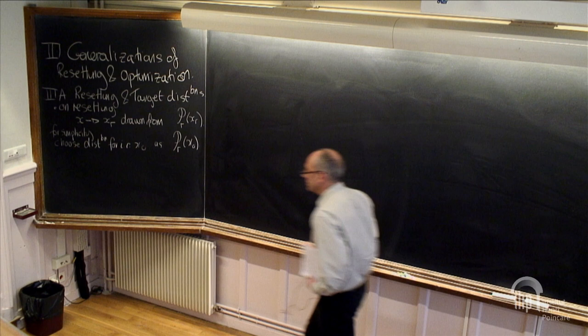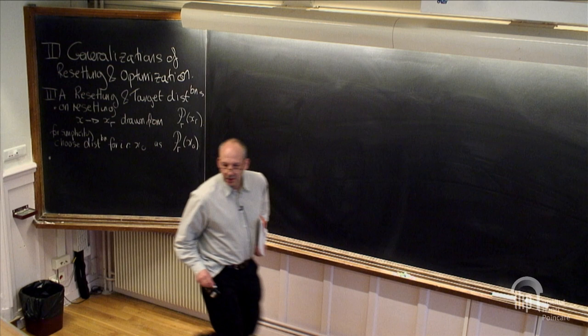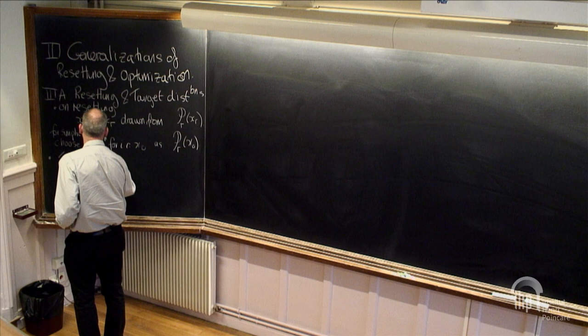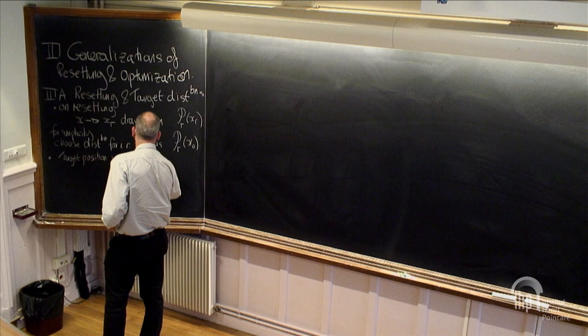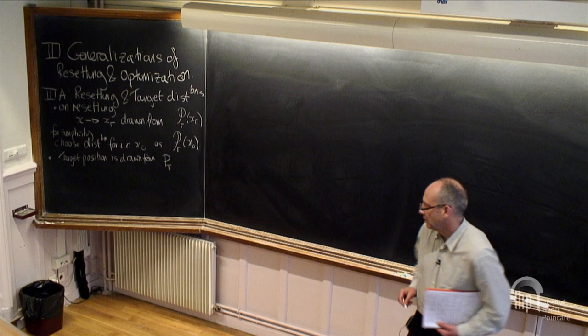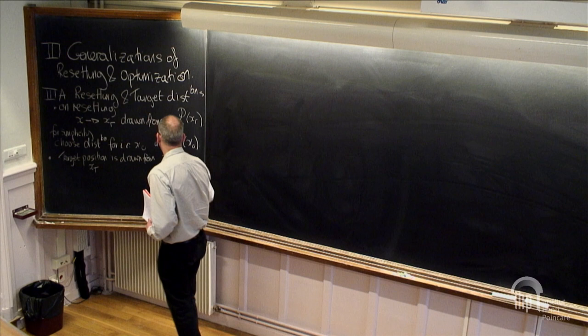As I've said, knowing exactly where the absorbing target is perhaps artificial. So let's say that the target position is drawn from, and here it's meant to be capital P subscript T. I guess here the important thing is the subscript. So hopefully the T is distinguishable from the R. So the target position, which I'll call xT, is drawn from a distribution PT(xT).